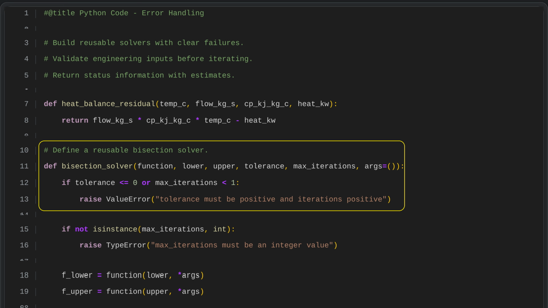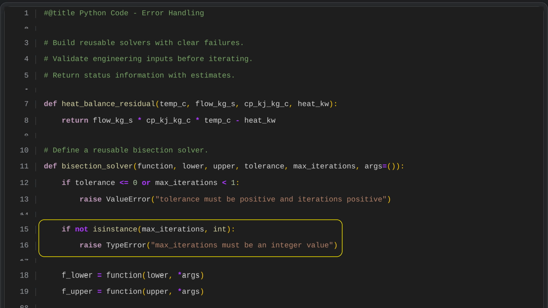It receives the function, lower and upper search bounds, a tolerance for accuracy, a maximum iteration limit, and any extra function inputs. Before running, it checks that the tolerance is positive and that at least one iteration is allowed. If not, it raises an error to prevent the solver from using invalid settings. The code verifies that the maximum iteration setting is an integer because the solver needs a whole number to control its loop. If the input is not an integer, it raises a type error so the user can correct it. This helps prevent unexpected behavior during execution.